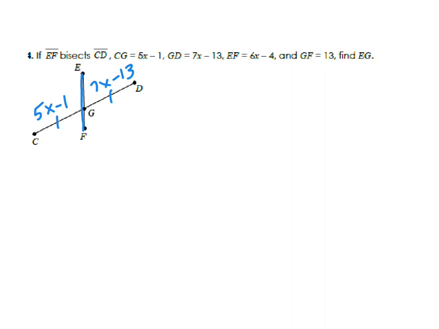EF, the entire blue line, I'm going to label it red now. EF, that entire thing is 6x minus 4. And GF, this little green piece here, is 13. It wants to know what EG is. EG.